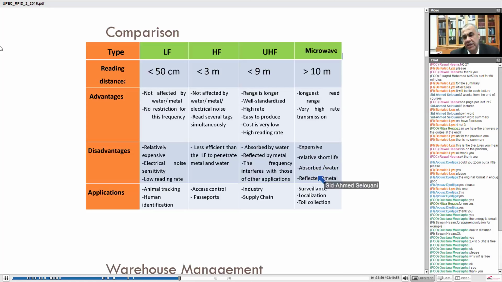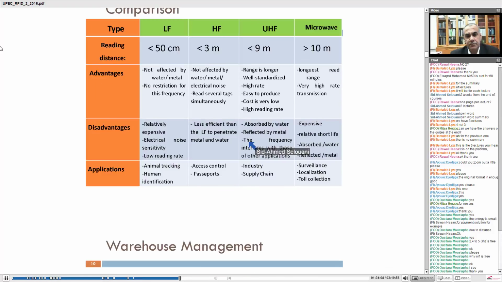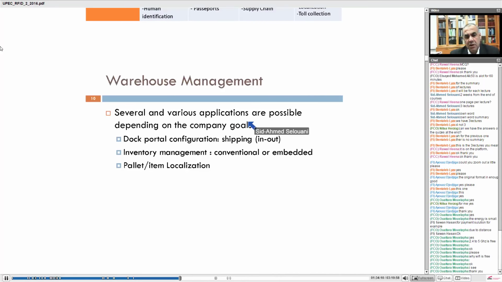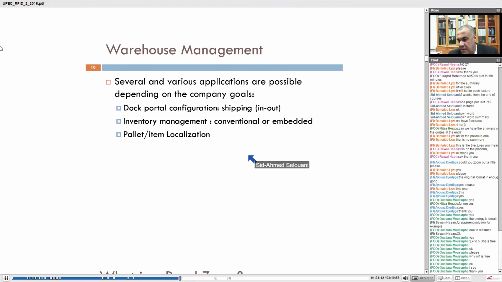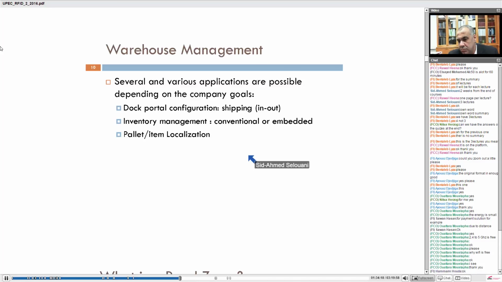The frequency interferes with those of other applications, in industry and supply chain. Microwave: longest read range, very high transmission rate, expensive, relatively short life because of batteries, absorbed by water and metal like UHF, used in surveillance, localization, toll collection.